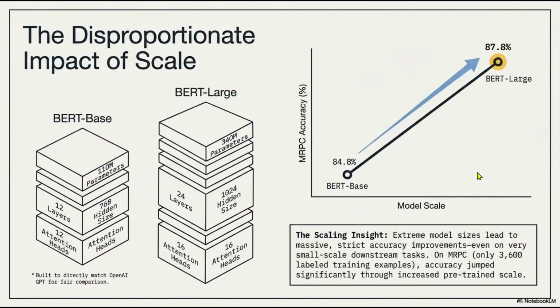Scale matters. We see a significant jump in performance between BERT-Base, 110 million parameters, and BERT-Large, 340 million parameters. Critically, scaling to extreme model sizes leads to massive, strict accuracy improvements even on very small-scale tasks like MRPC, which has only 3,600 labeled examples.